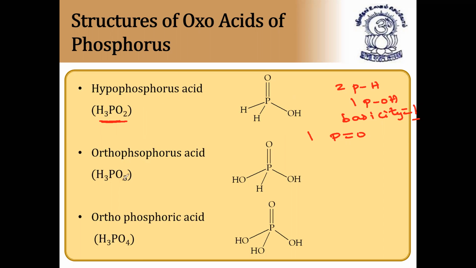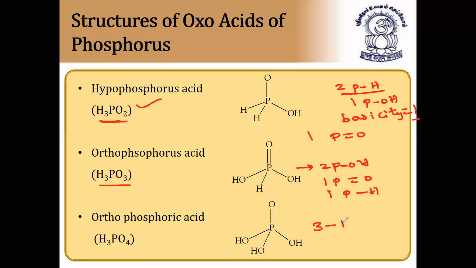Next, orthophosphorous acid, H3PO3. It has two P-OH bonds, so basicity is 2. And it has one P=O bond and one P-H bond. So which is more reducing? Hypophosphorous acid is more reducing than this, because this contains only one P-H bond, whereas that contains two P-H bonds. And basicity is 2 because it contains two P-OH bonds. Next, orthophosphoric acid.